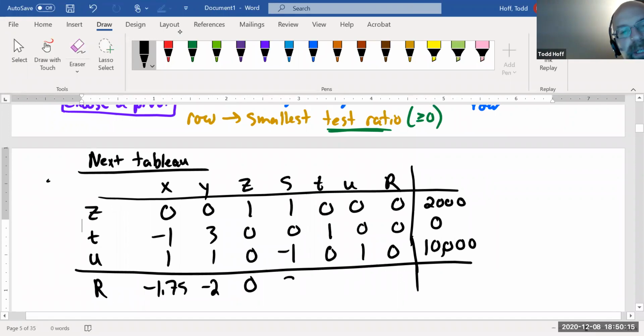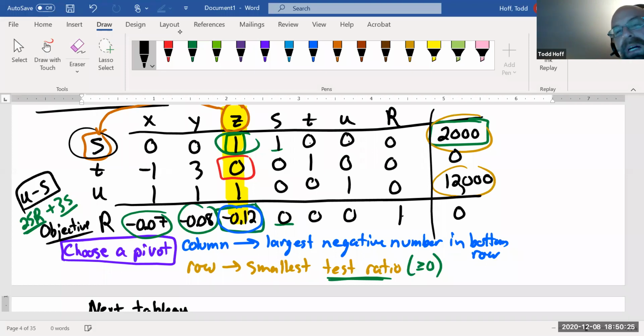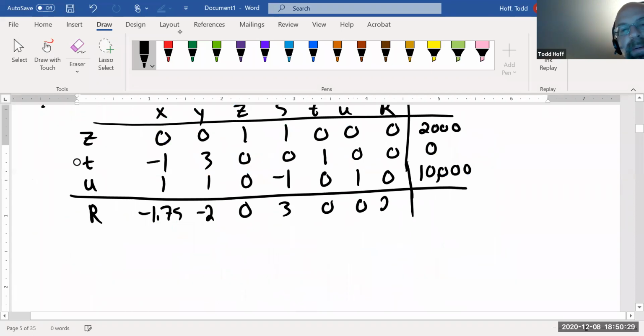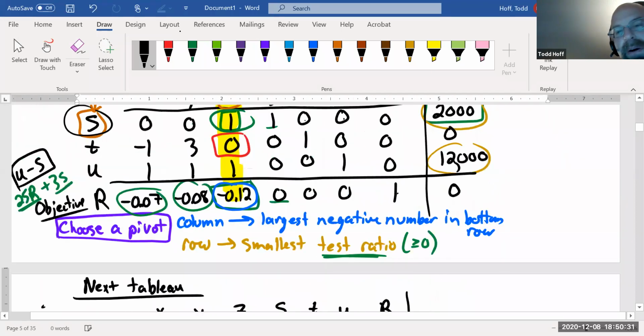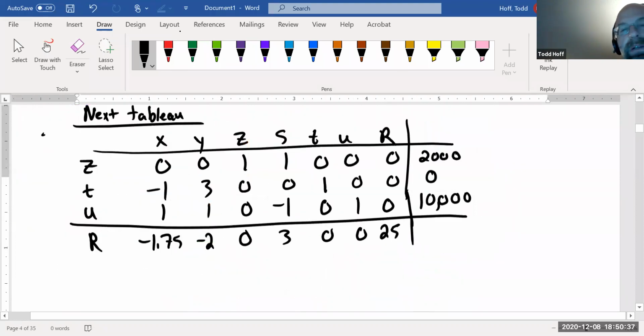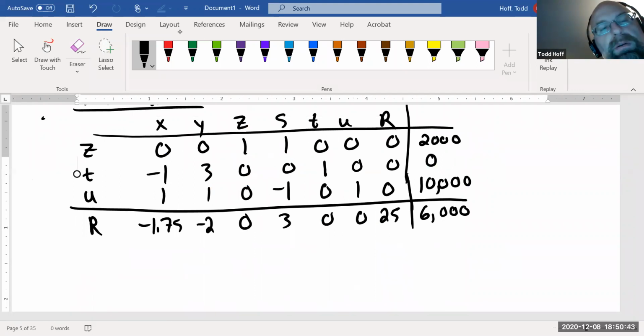So this becomes 3. 25 times 0 plus 3 times 0 is 0. 25 times 0 plus 3 times 0 is 0. 25 times 1 is 25 plus 3 times 0 is still 25. So 0, 0, 25. Now I've got 25 times 0 is 0 plus 3 times 2,000 is 6,000. So this becomes 6,000 down here now. So this is my new tableau.